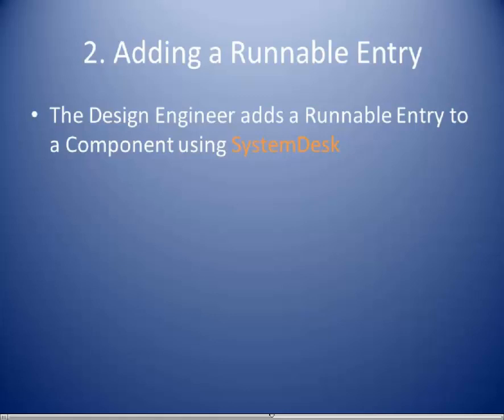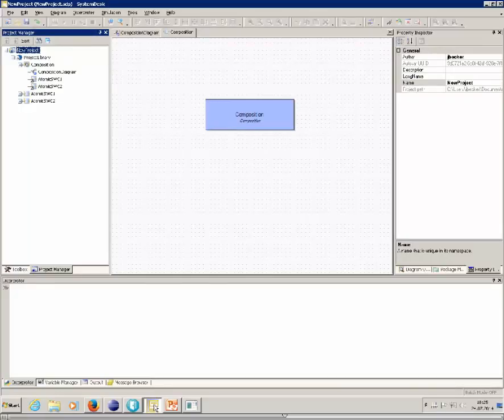Now we can start the second step. The design engineer uses SYSTEMDESK to add a new runnable entry to a component. At the left, you can see the component structure of our example system. We will add an internal behavior and a runnable entry to Atomic Software Component 2.